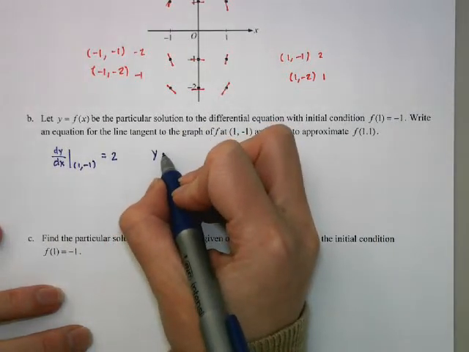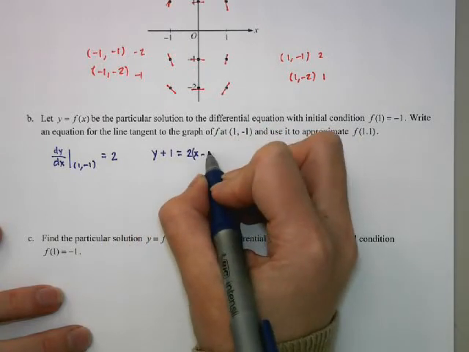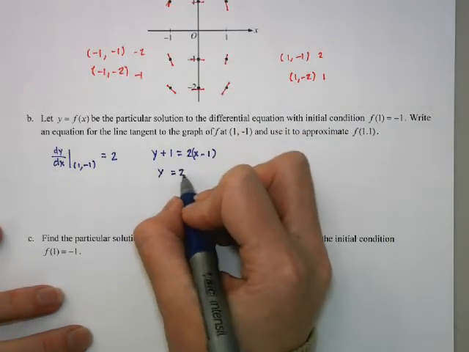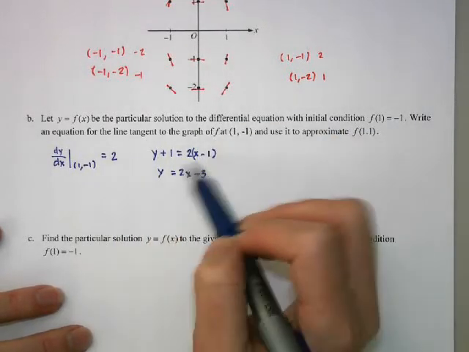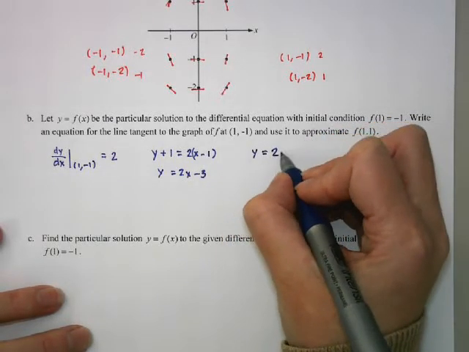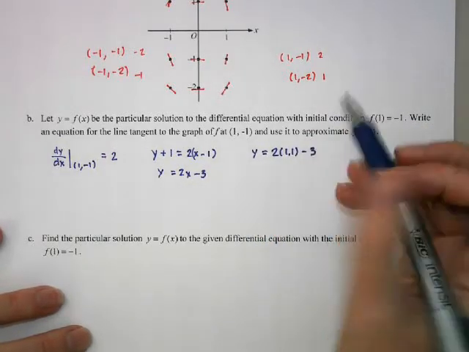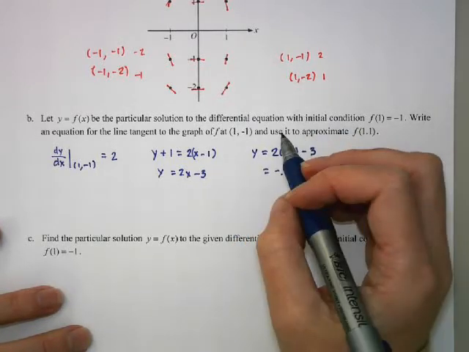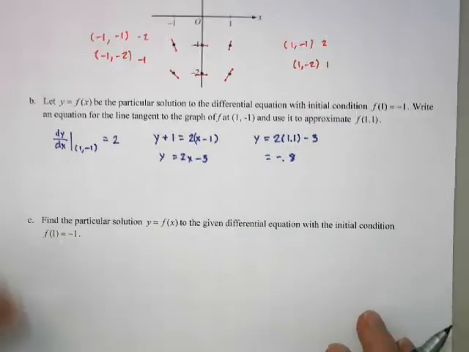So my tangent line is going to be y plus 1 equals 2 times x minus 1. So y is going to be 2x, this would be minus 2, minus 1 is minus 3. And you can just leave it like this, but since I'm going to be approximating, I didn't. So we would just leave it like this on the AP exam, because this would be 2 times 1.1 minus 3, which is negative 0.8. But again, just leave it like that.